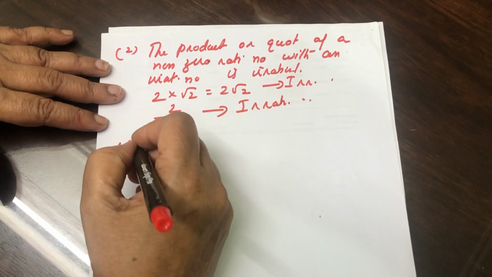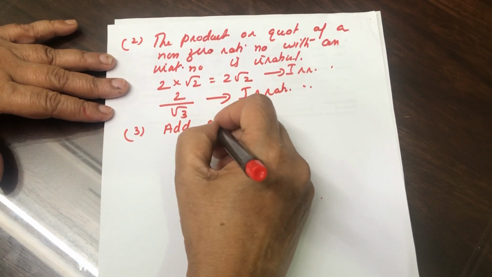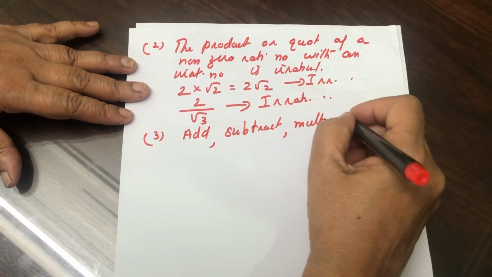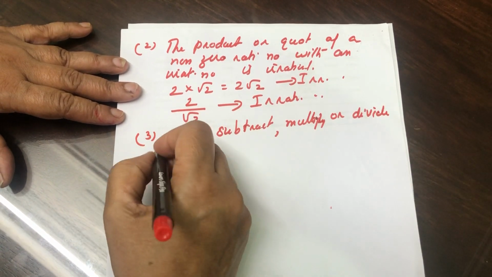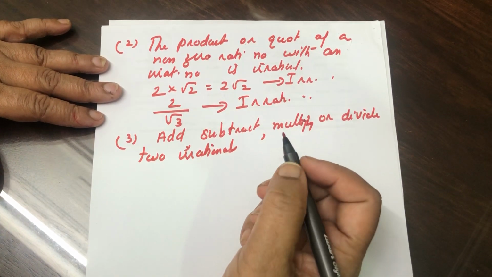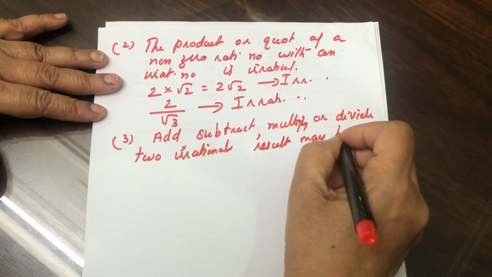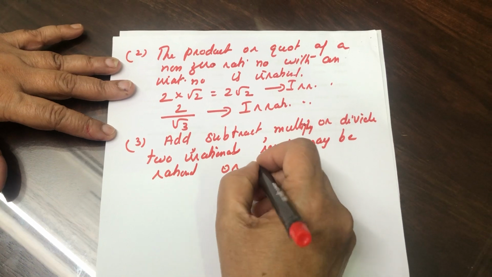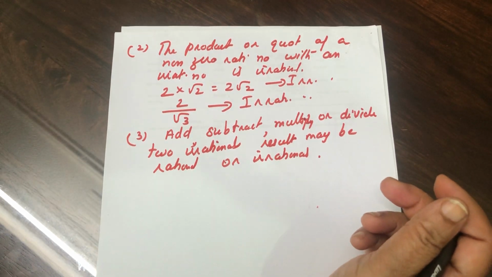Now the third one: if you add, subtract, multiply or divide two irrational numbers, the result may be rational or irrational.